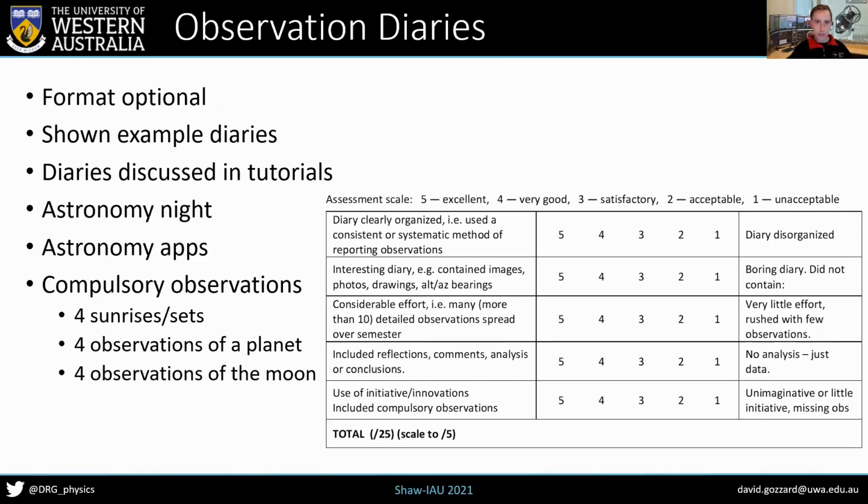We went through the literature to find out how to best implement an observing diary. We let the students pick their own format so that they could exercise their creativity, hopefully increasing engagement. We showed them examples. We showed them how to use astronomy apps to help guide them around the night sky. We set compulsory observations, such as observing 4 sunrises or sunsets, 4 observations of a planet moving against background stars, and 4 consecutive daily observations of the moon. We also gave them the marking rubric at the start of the semester, so they had a clear idea of what was expected.